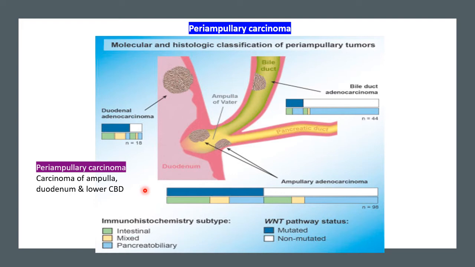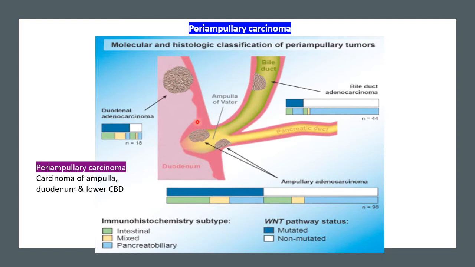The next cause of obstructive jaundice is periampullary carcinoma, which occurs around the ampulla of Vater. This is the ampulla of Vater, formed by the confluence of the pancreatic duct and the bile duct, just before it enters the second part of the duodenum. Adenocarcinoma arising from these structures consists of carcinoma of the ampulla, carcinoma of the surrounding duodenum, and carcinoma of the lower end of the CBD. These three are collectively known as periampullary carcinoma because it's difficult to differentiate one from the other, even histologically.